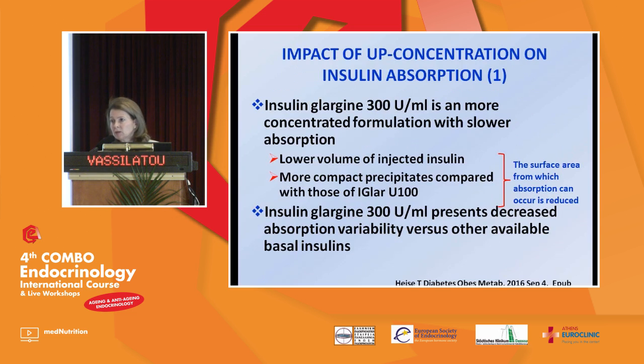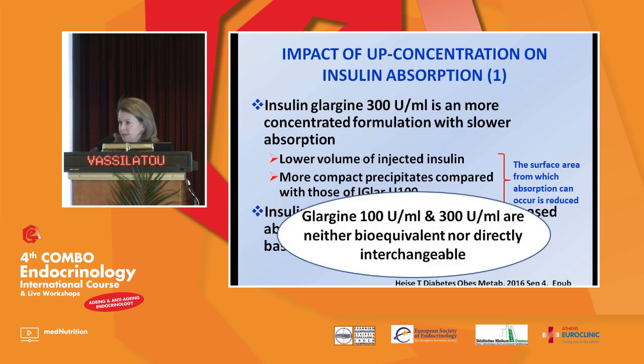Now, up-concentration of insulin preparations may affect insulin absorption. This is the case for insulin glargine 300 units per ml, which is a more concentrated formulation, but with slower absorption. This is attributed to the lower volume of injected insulin and to more compact precipitates compared to those of glargine 100 units per ml. The mechanism is supposed to be that the surface area from which absorption can occur is reduced. Insulin glargine 300 units per ml presents decreased absorption variability versus other available basal insulins.